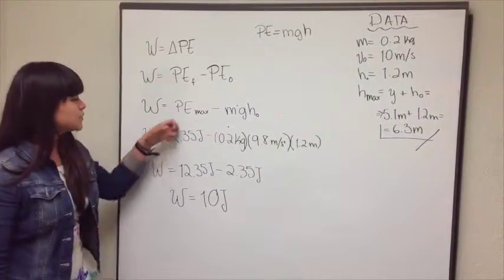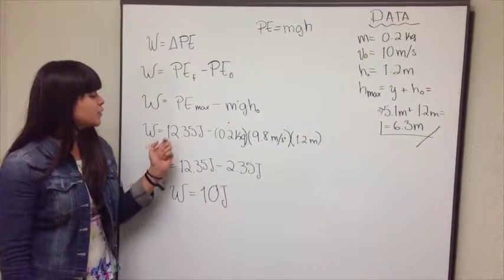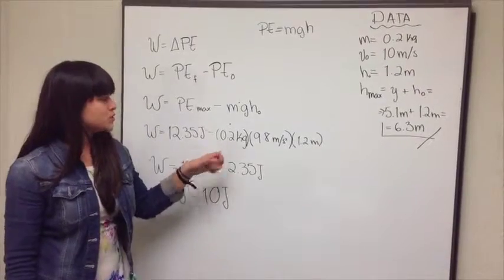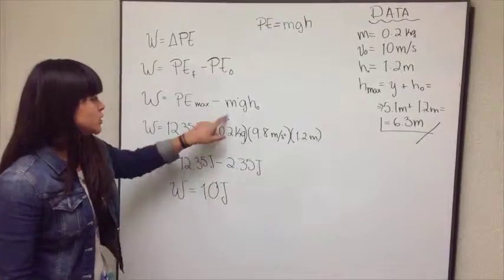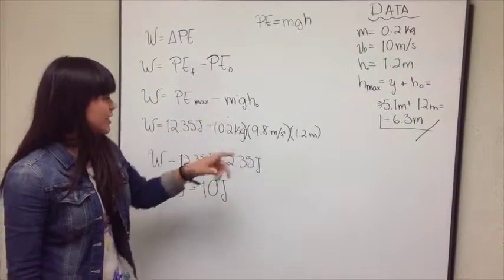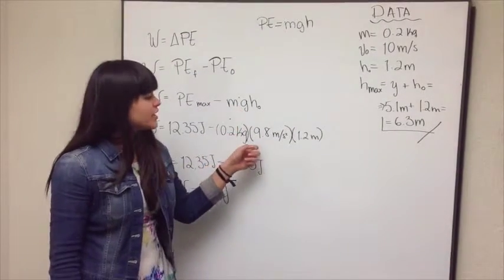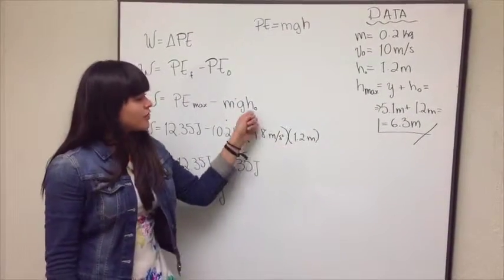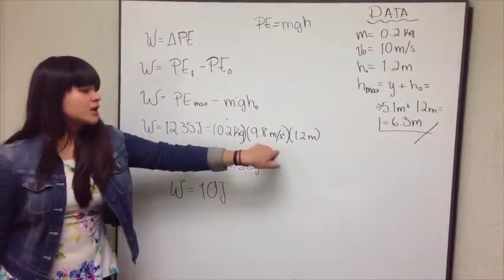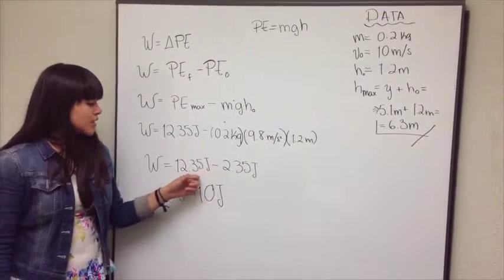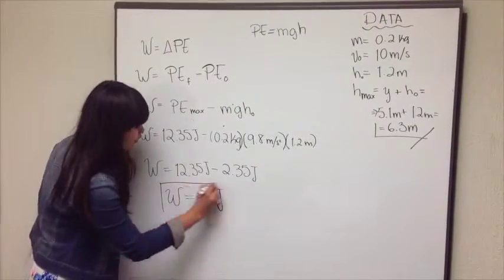Okay, so we're just going to plug in the numbers. We know that the potential energy, the maximum one, is already 12.35 joules, and we're just going to subtract the initial potential energy, and we already know the data. So instead of just having the letters, we're going to put mass, that is 0.2 kilograms, the acceleration due to gravity, that is 9.8 meters per second squared, the initial height, that is going to be 1.2 meters, and we're just going to multiply that and subtract it from our maximum potential energy, giving us a work of 10 joules.